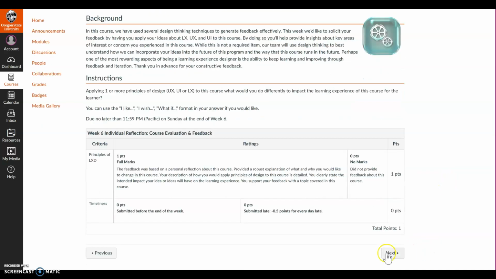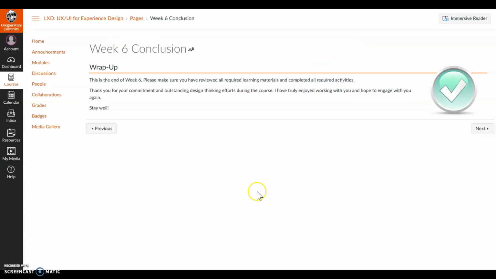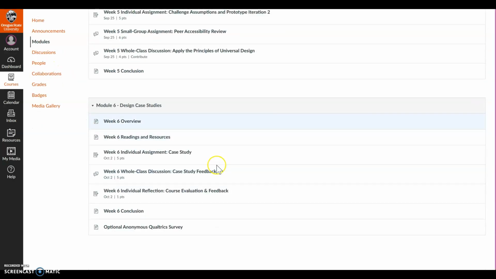And then that will be pretty much it, except for there is a Qualtrics. If you go into the modules, there is also an optional Qualtrics survey, I'm going to scroll down quickly there, if you are willing to do that and give me and the program folks more concise feedback that they are looking for.